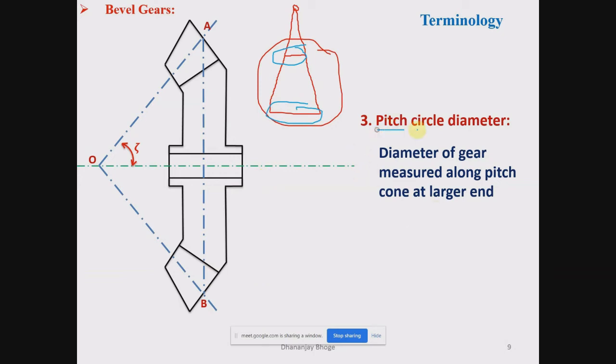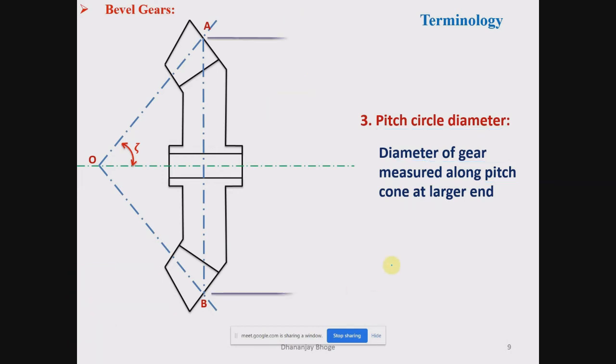Where do we have to measure the diameter then? Diameter of gear measured along the pitch cone at the larger end. Look at the screen. I am showing pitch circle diameter at the larger end. Okay. The diameter of the cone is varying from bottom to the top. So where to measure the diameter? At the larger end. So the diameter of the gear measured along the pitch cone at the larger end is the pitch circle diameter. Distance A to B is PCD, pitch circle diameter.